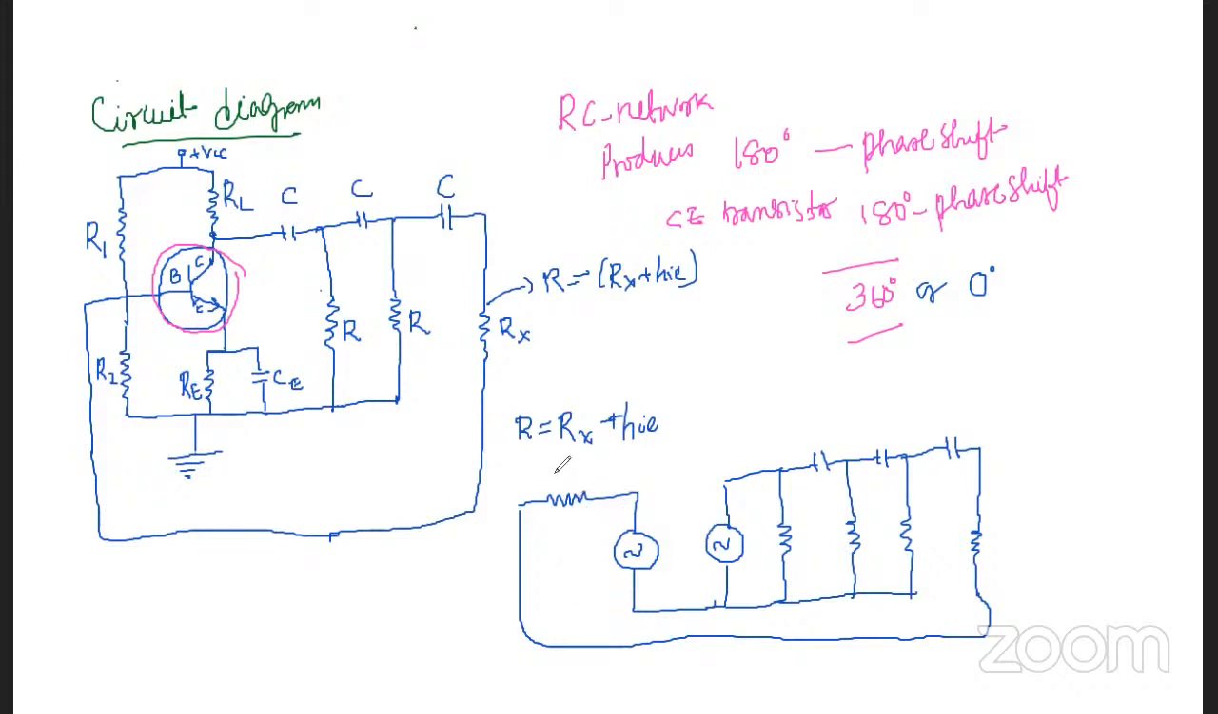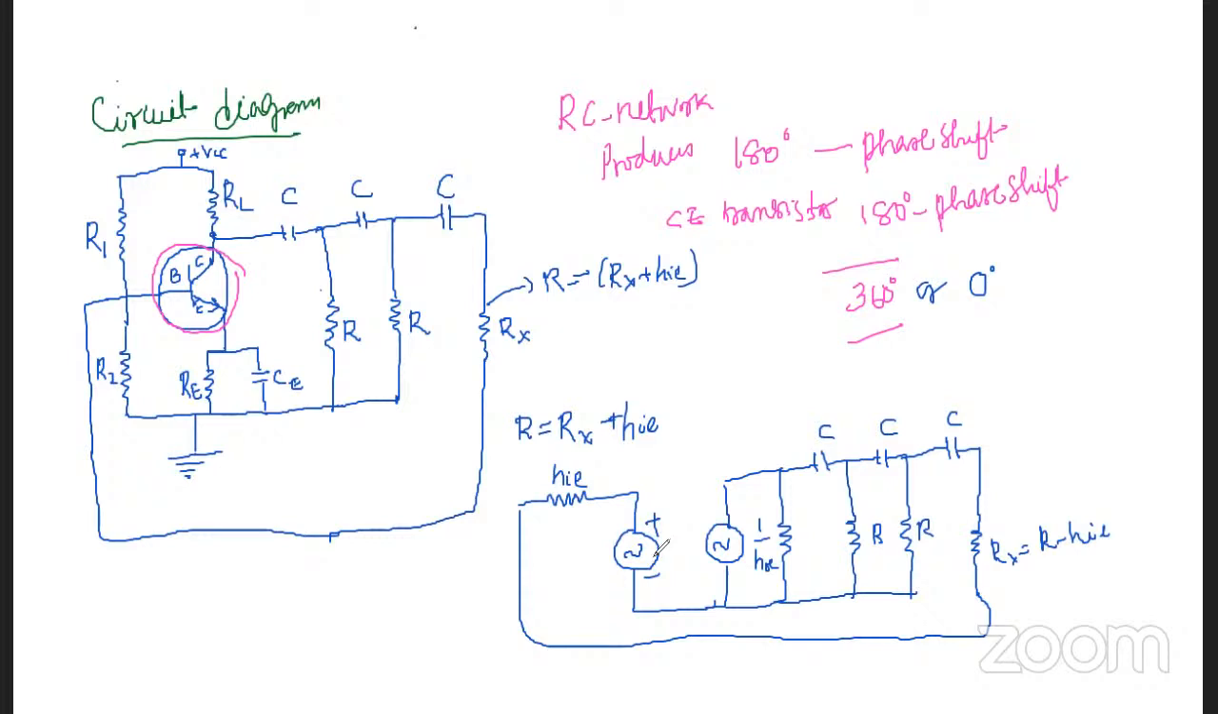So here it is a HIE. These capacitors are C. This is one resistance R, this is the second resistance, and this third resistance has a value of 1 by HOE. So this Rx will be equal to R minus HIE. This total is going to be fed back here. So this is the equivalent circuit which we have here.